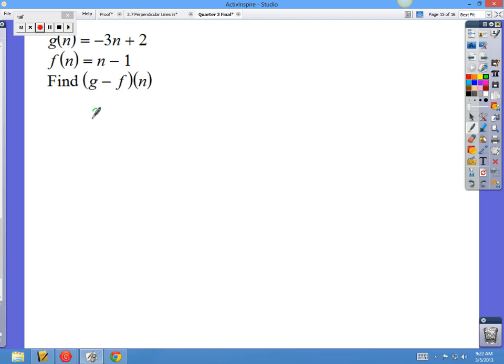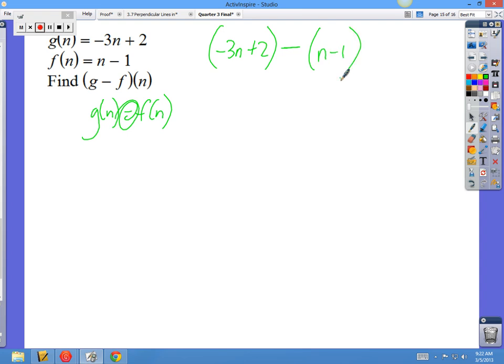Okay, this is the exact same as g of n subtract f of n. All they want you to do is take the rule of g, which is negative 3n plus 2. I'm going to put that in parentheses. Then subtract, so put a subtract sign. Take the rule of f, which is n minus 1, put that in parentheses. And add and subtract problems, all you do is combine like terms. So I'm going to subtract both of these terms.